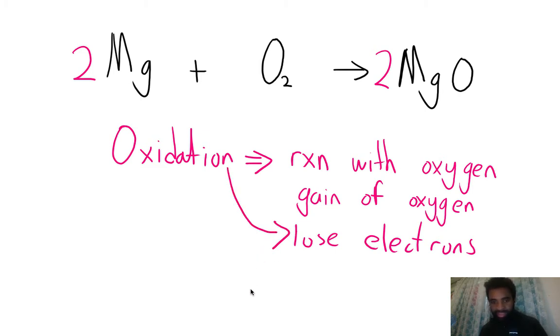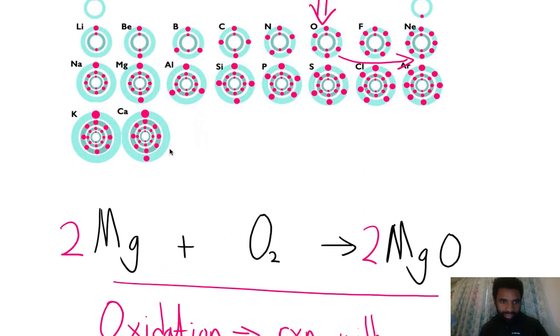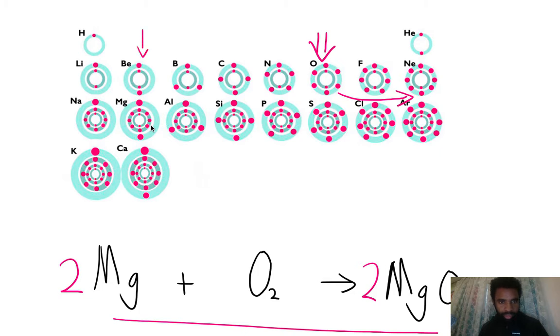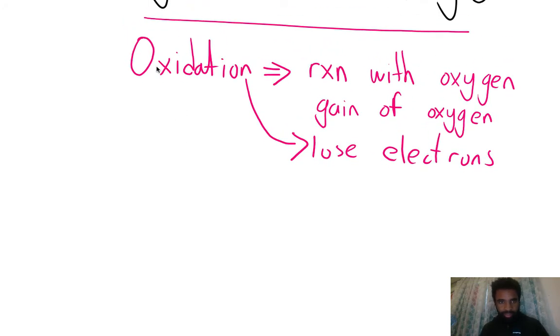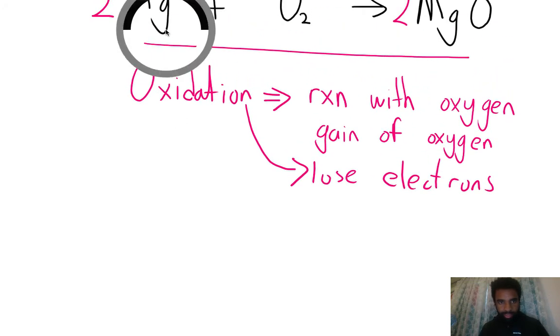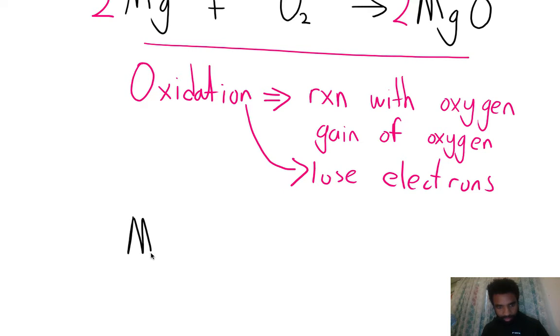And to understand that on a deeper level, let's draw out what's happening with the electrons in this reaction up there. So first of all, what does Mg look like? Mg is in group 2 and period 3, and so it has 2 outer shell electrons. So let's draw Mg over here. Let's use a black color. So we have Mg, and its electrons we'll draw in pink. So it has 2 outer shell electrons.